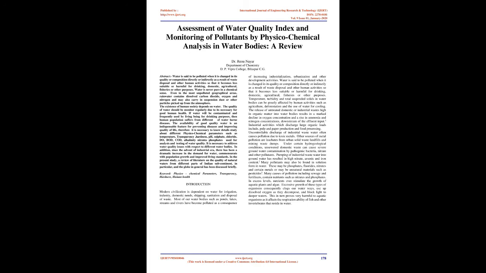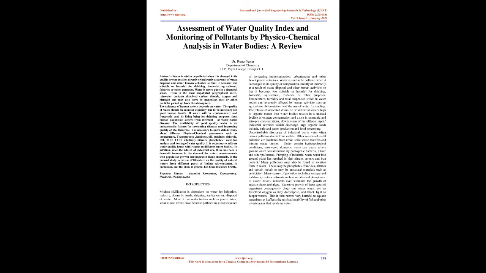In addition, since the advent of the industrial era, there has been a dramatic increase in the demand for water, commensurate with population growth and improved living standards. In the present study, a review of literature on the quality of natural waters from different parts of the Indian subcontinent, in particular, and the globe in general has been discussed briefly. Keywords: Physico-chemical parameters, transparency, hardness, human health.